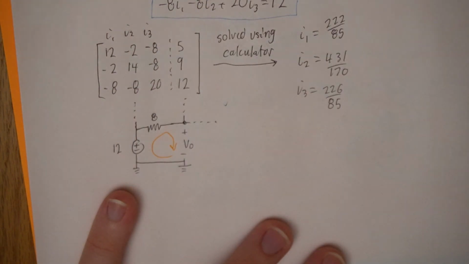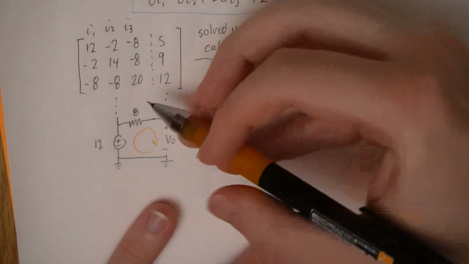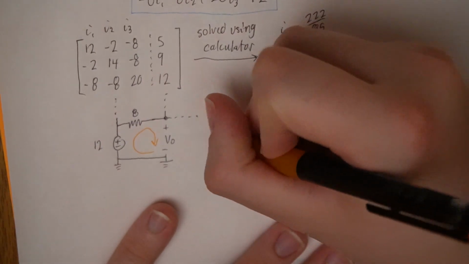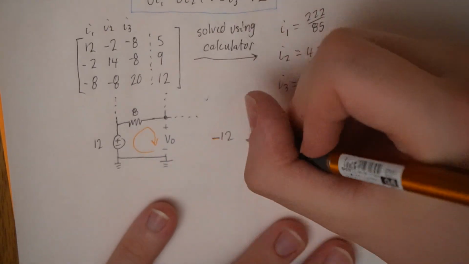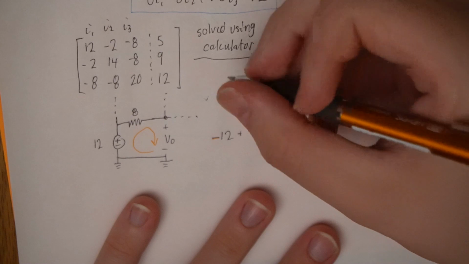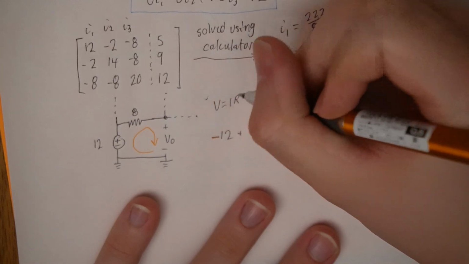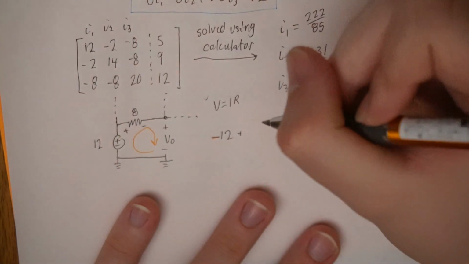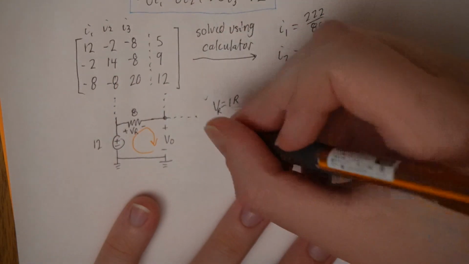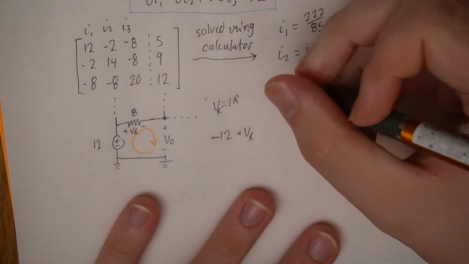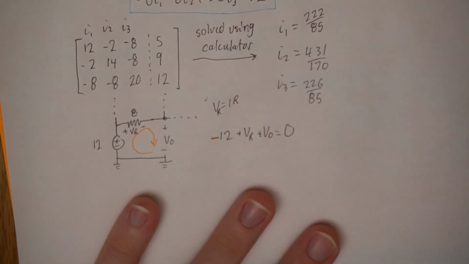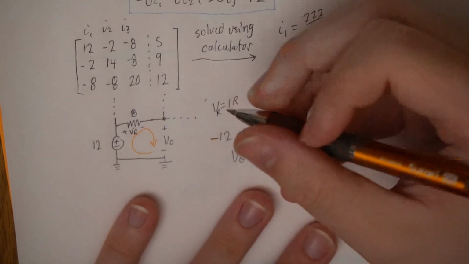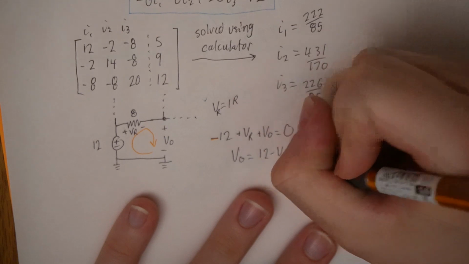If I write a KVL for this loop, starting at the bottom corner, I'll go negative 12. Let me use my black pen. Minus 12 plus V equals IR. Let's call it VR. Negative 12 plus that voltage across the resistor, and I enter the positive side of VO, equals 0. Rearranging, VO equals 12 minus VR.